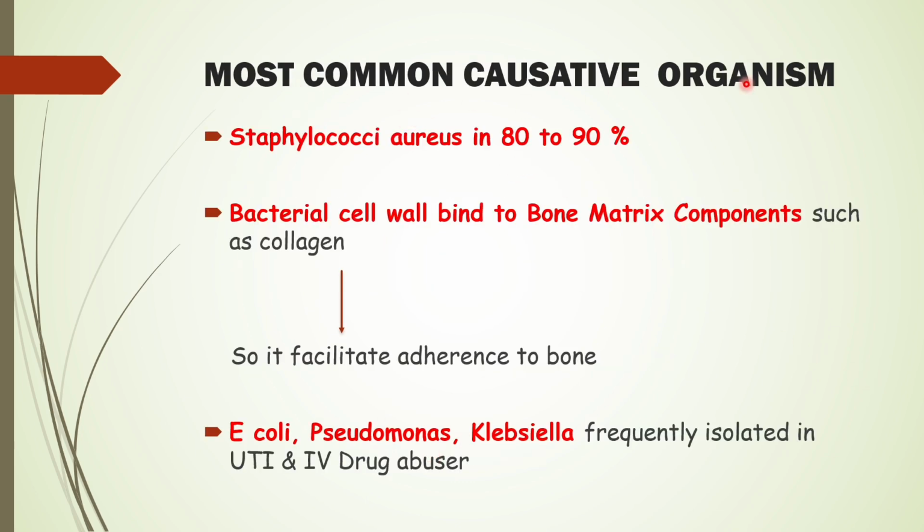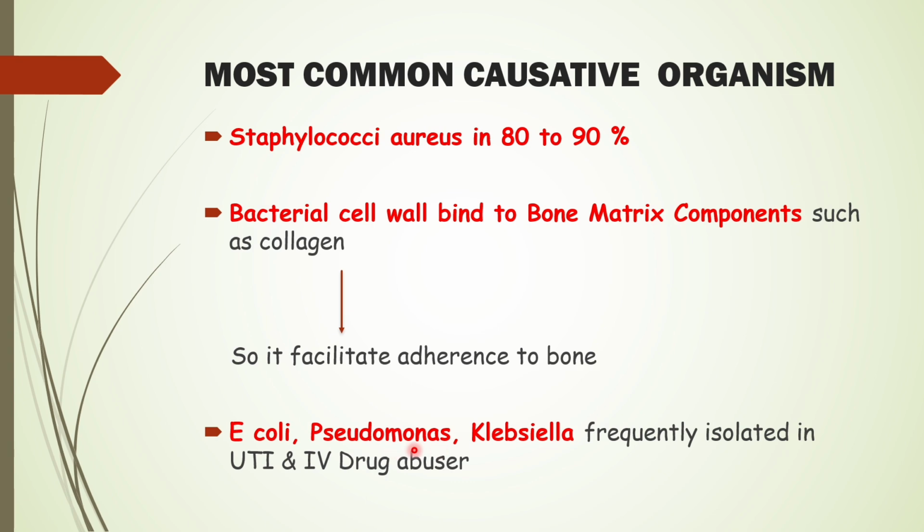Which is the most common causative organism for pyogenic osteomyelitis? We know that pyogenic and mycobacterial are common, but which bacteria lead to osteomyelitis commonly? In 80 to 90% of cases, the causative agent is Staphylococcus aureus, which is a gram-positive cocci. This bacterial cell wall will bind to the bone matrix component, particularly the collagen, and so it will adhere to the underlying bone.